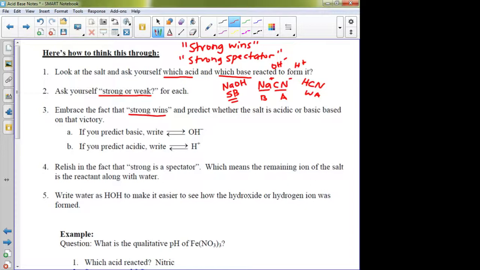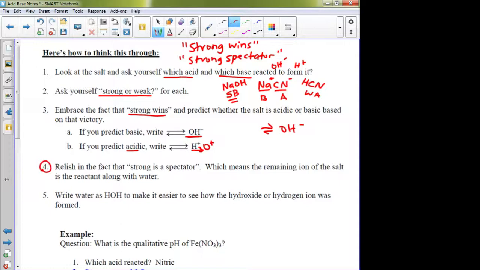So if it's going to be a basic reaction, I go ahead and write my OH, I'll do it here, as a product. Because what makes something basic? Hydroxide, correct? Now, if it was going to be acidic, then I would have written an H positive, or I like to write an H3O positive, because if not, it just looks like your oxygen and your water disappeared, and it doesn't disappear. It's still there. Okay. But since it's basic, we went ahead and wrote our hydroxide.